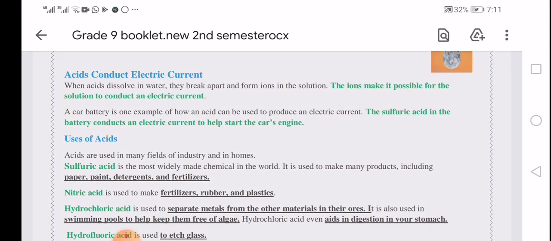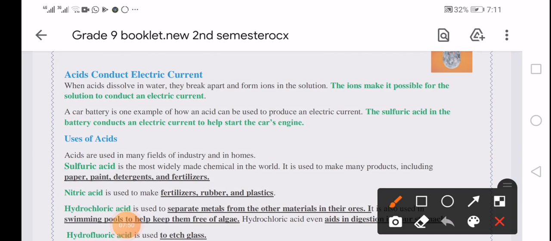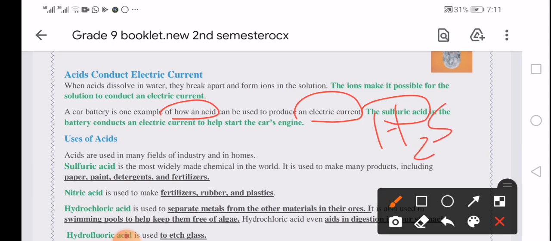A car battery is one example of how an acid can be used to produce an electric current. Inside the battery of the car, we have sulfuric acid, H2SO4. This is the sulfuric acid present inside the battery of the car. The sulfuric acid in the battery conducts an electric current to help start the car engine.